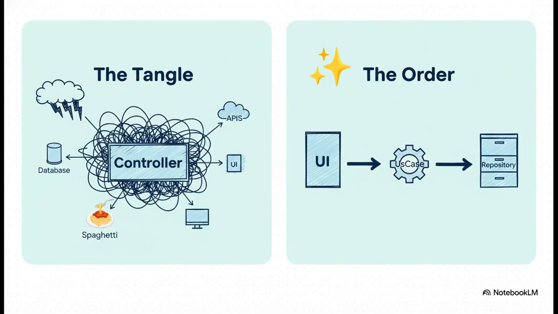And this right here visualizes that transformation perfectly. On the left, you've got the tangle. It's that classic spaghetti code where the controller's just a mess, grabbing stuff from APIs, the database, you name it. But then look at the right, the order. It's this beautiful, clean, one-way street. The controller talks to a use case, which talks to a repository. Simple. That clean separation, that's the goal.